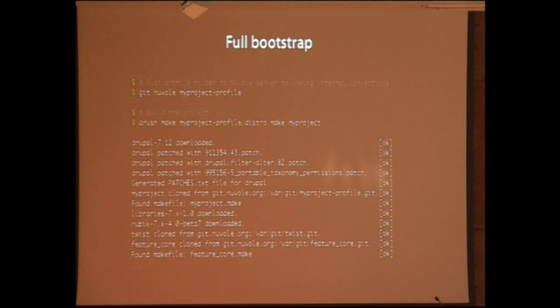So you just do Drush Make, my project profile, distro make, my project, and this starts to parse everything. You can see that the first steps are very important. You say, okay, I download Drupal 7.12 from Buildkit. I apply the patches. Then it downloads my project profile that we just committed from Git Nuvole, and it finds in that profile my project.make. It starts to parse the inclusion from Buildkit, downloads all the modules, downloads our modules that we want to include, like the coffee module, our theme, etc. And we have all our code base ready to be used.